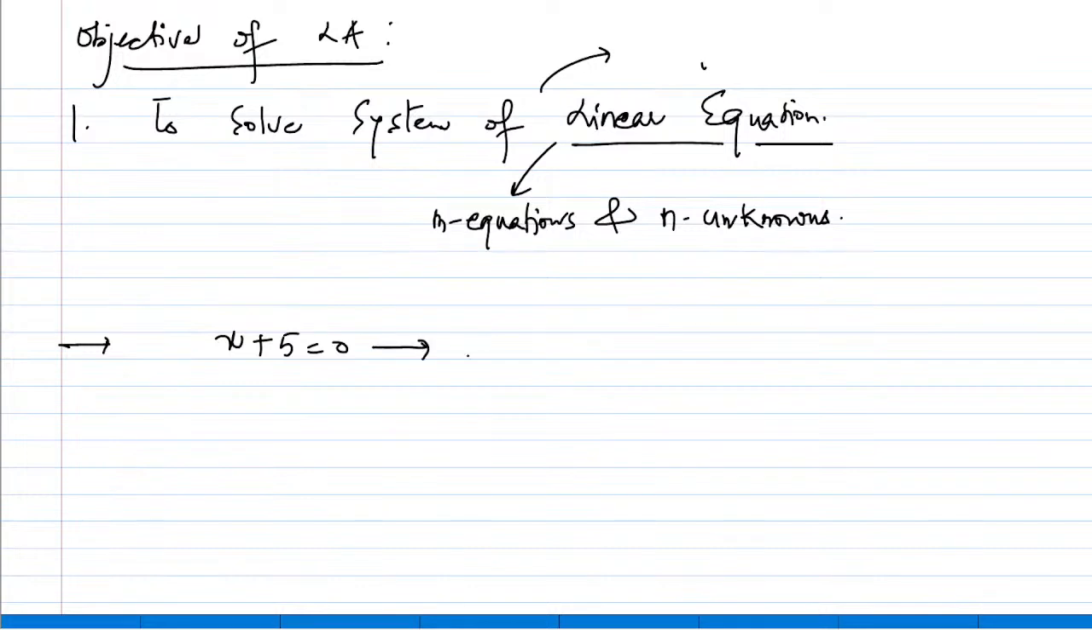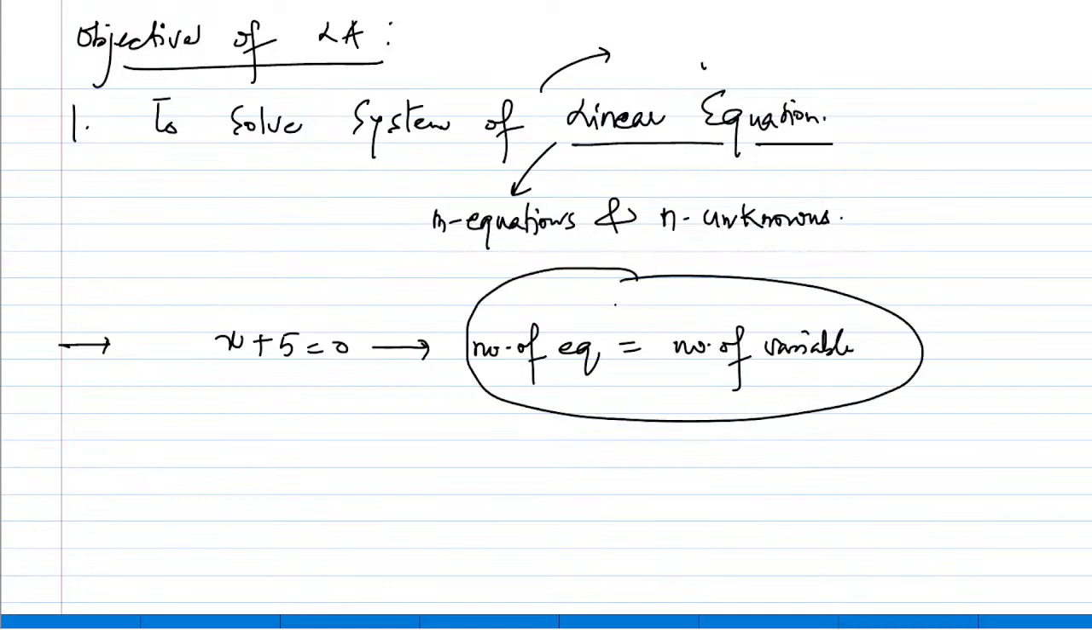If the number of equations is equal to the number of variables, then this is a balanced system. Life is balanced here. One equation, one unknown, so you can simply solve this equation. Do you need a matrix to solve this equation? You don't need a matrix. It is very simple.